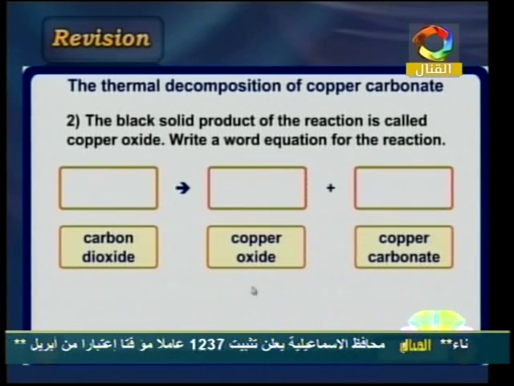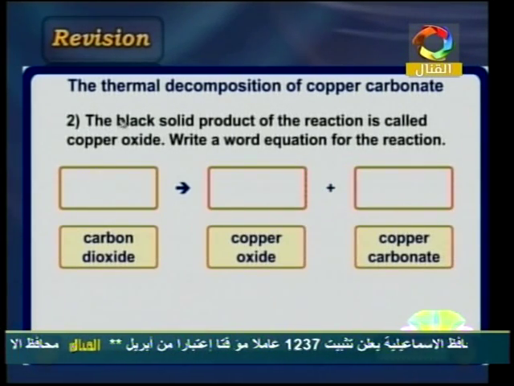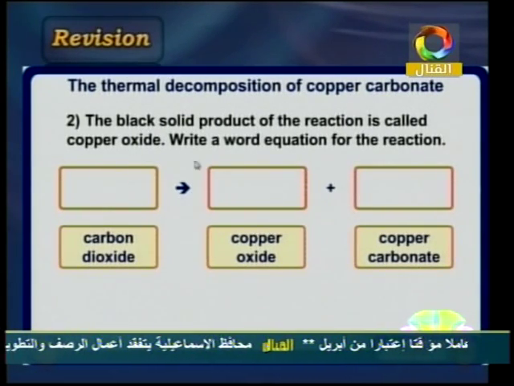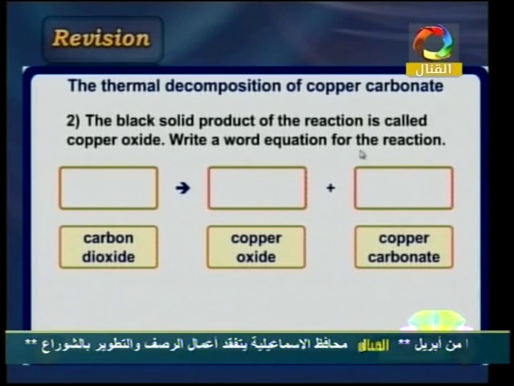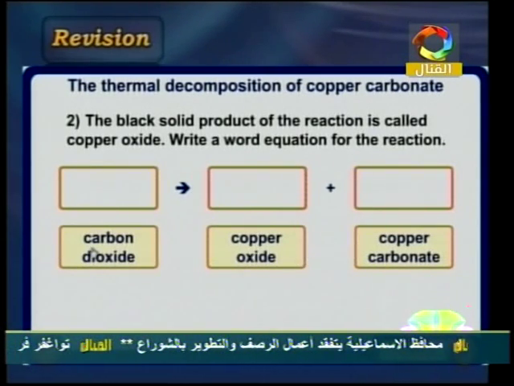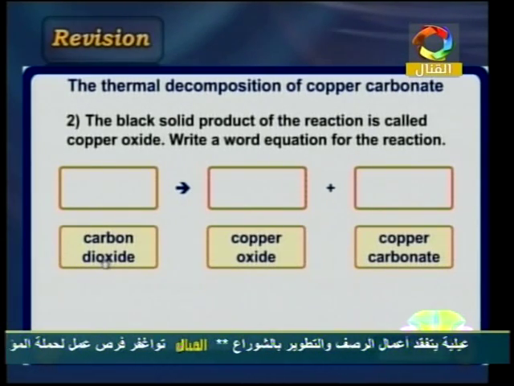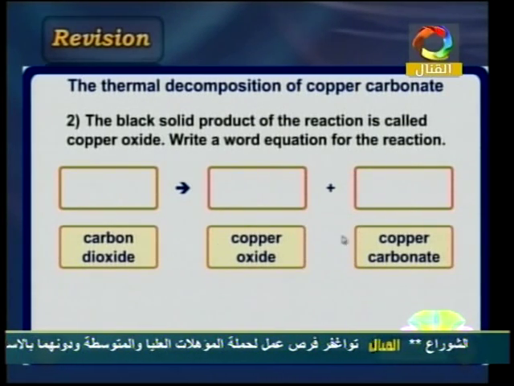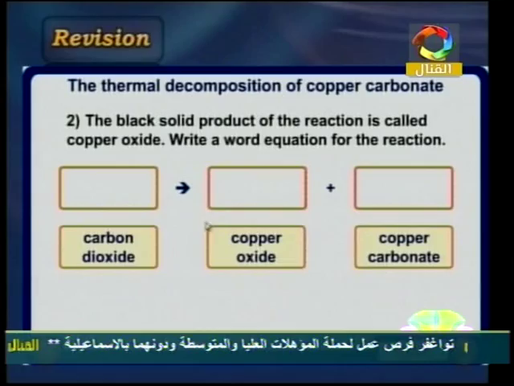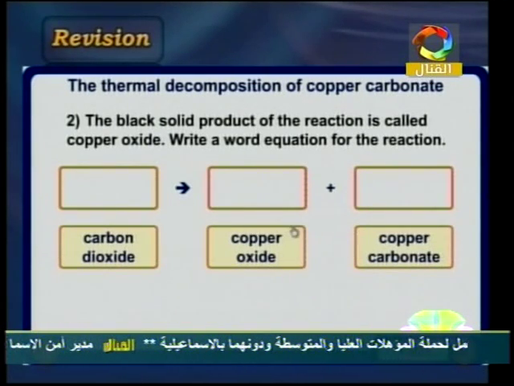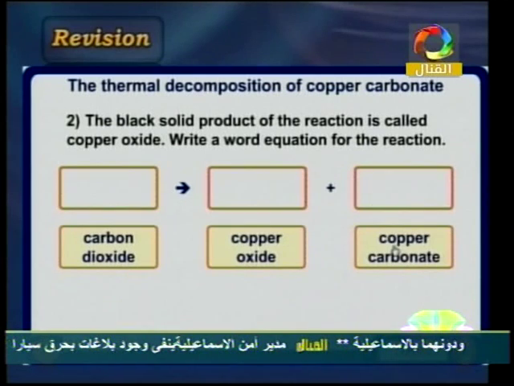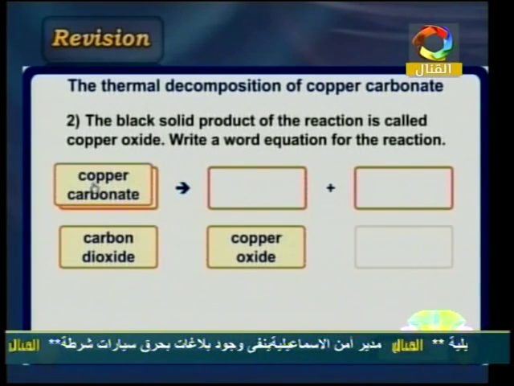After that, the black solid product of the reaction is called copper oxide. Write the word equation for this reaction. We have carbon dioxide, copper oxide, and copper carbonate. Which one do I put in the first square, which in the second, and which in the third? Number one, we have copper carbonate. It must be put here.